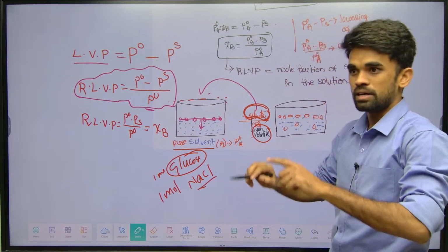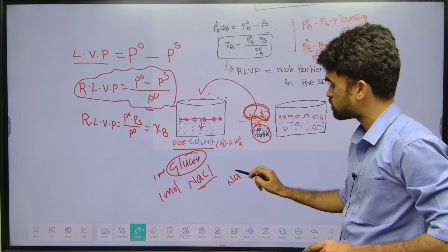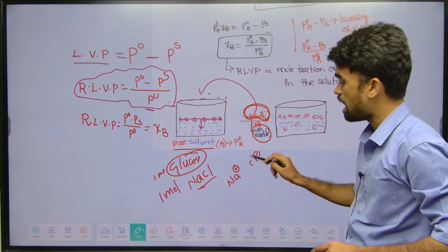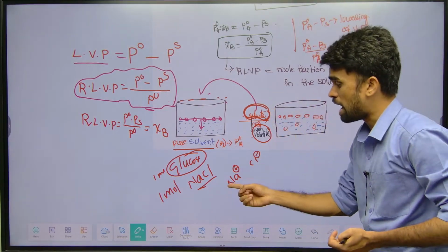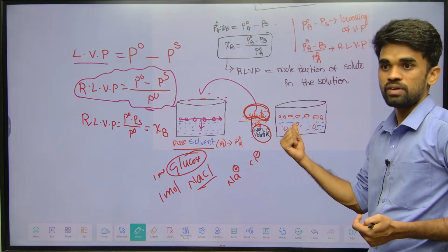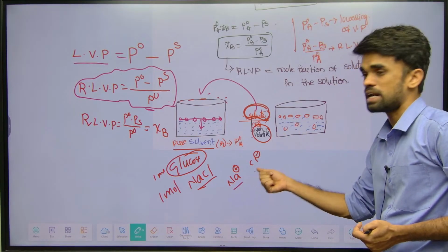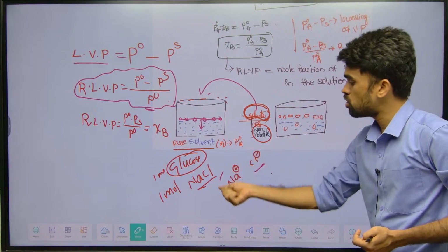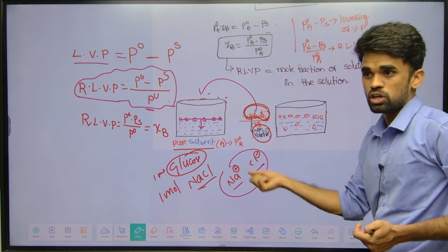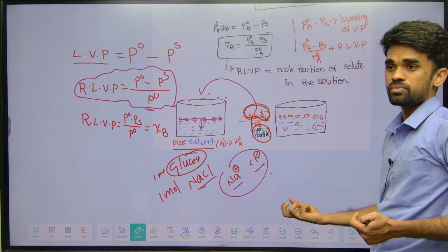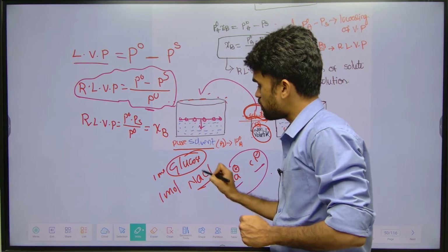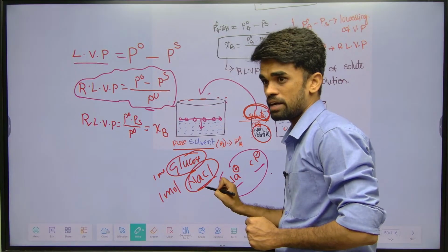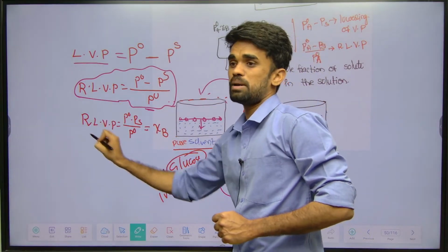It will become doubled. It becomes Na plus, 1 particle, and Cl minus, another particle. So how many particles does it become here? 2 times. If I add 1 mole, it becomes 2 moles, because this is 1 particle and this is another particle. So the more the number of solute particles, the lower the vapor pressure. It means the type of particles you are adding decides how much the vapor pressure is lowered.